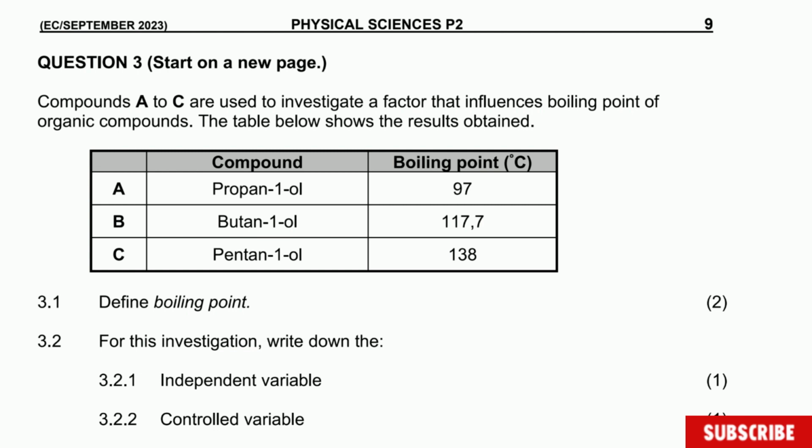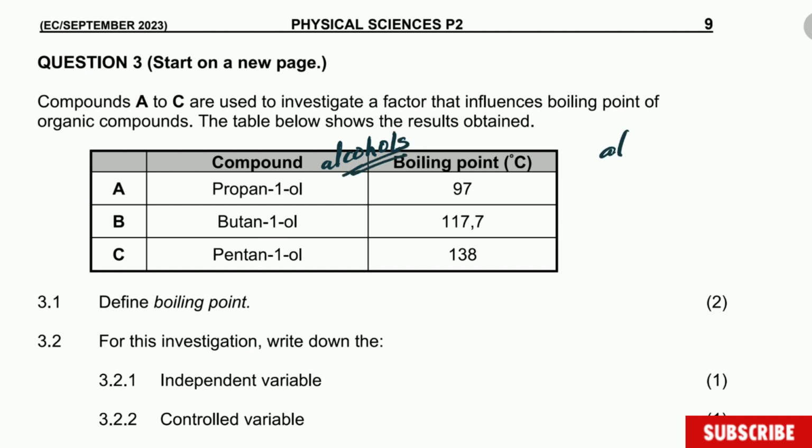This question says compound A to C are used to investigate factors that influence boiling point of organic compound. The table below shows the results obtained. You have 3 compounds and you have the boiling point for each of those compounds. Important. Each of these compounds, all of them are alcohols. All these compounds here are alcohols. All of them are alcohols.